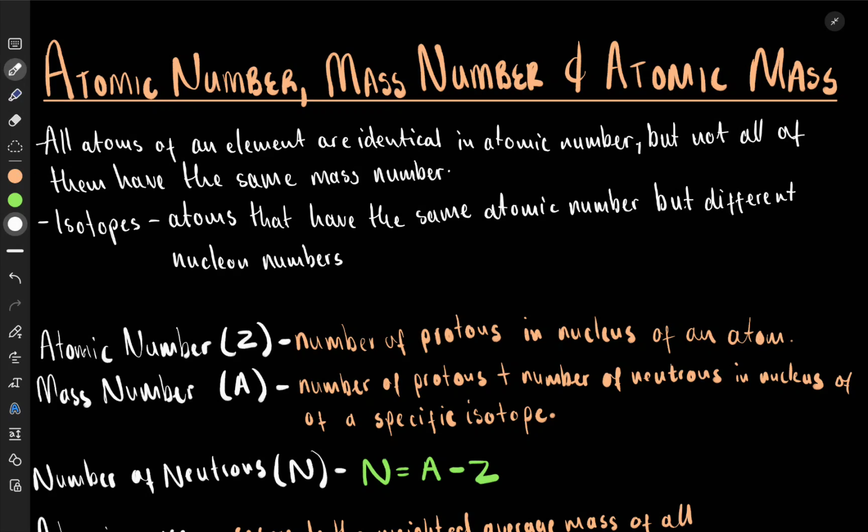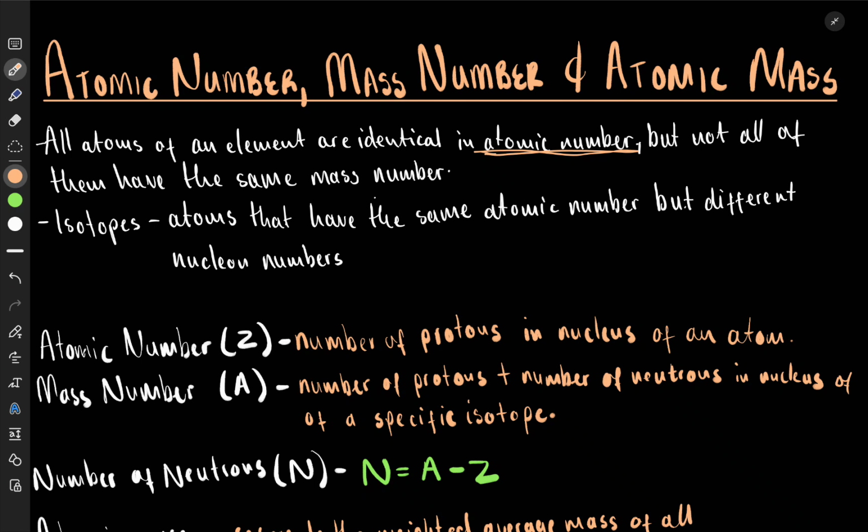The first one says all atoms of an element are identical in atomic number, but not all of them have the same mass number. Okay, basically, what we are dealing with is atoms, and we're going to be talking about the inside of the nucleus, right? Now, when we deal with that, there are certain numbers of things that are in the nucleus. There's a certain number called atomic number. The reason why they call it atomic number is it is distinct. Each atom has its own atomic number.